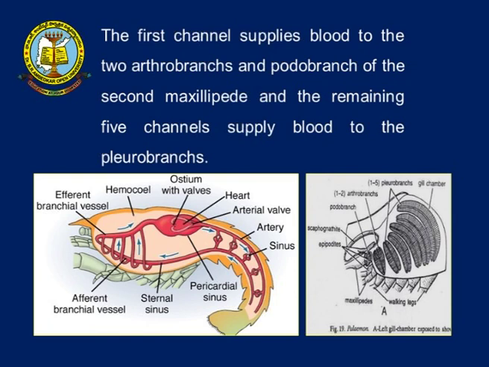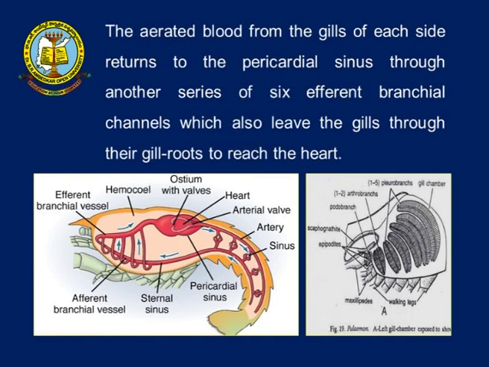So, the first blood channel gives rise to two orthobranchs and one podobranch of the gills, and the remaining 5 channels supply blood to the pleurobranch gills that are present on the thoracic region, that is 8 pairs of pleurobranchs. The aerated blood from the gills of each side returns to the pericardial sinus through another series of 6 efferent branchial channels, which also leave the gills through their gill roots.